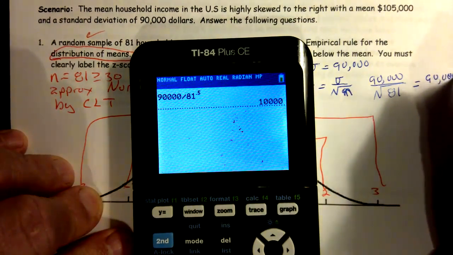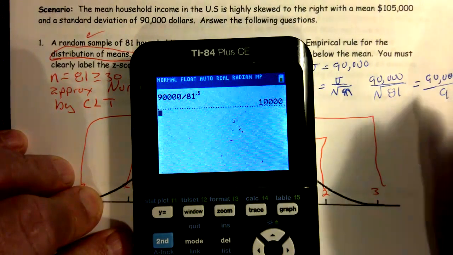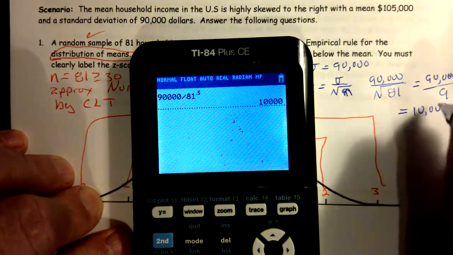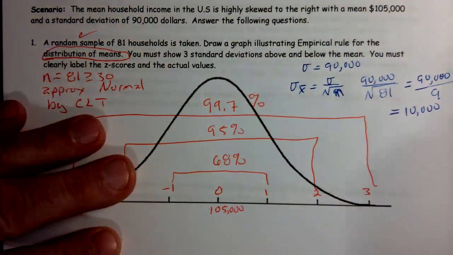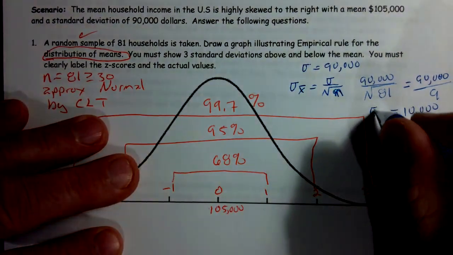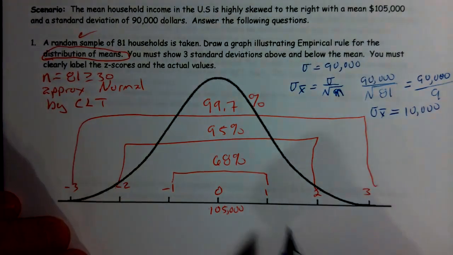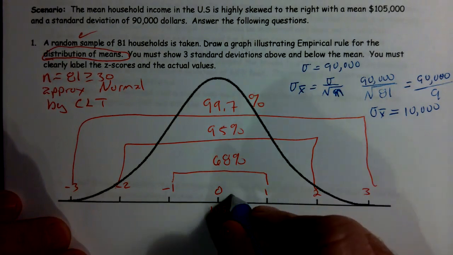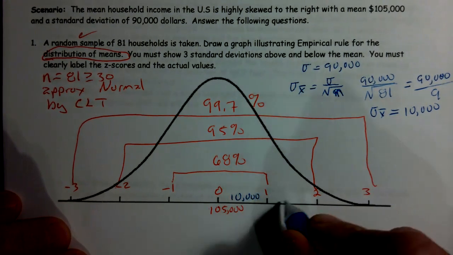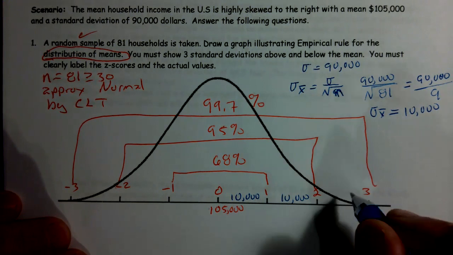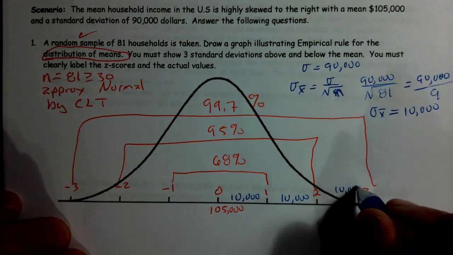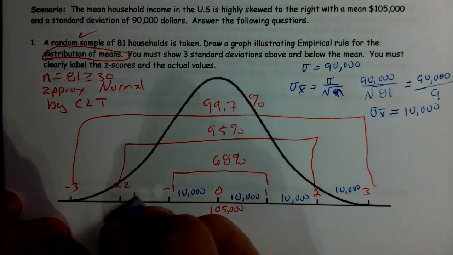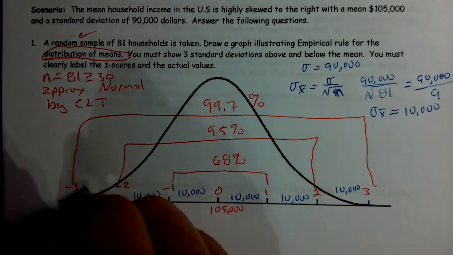because it's essentially 90,000 divided by 9, which equals 10,000. So the standard deviation of x bar is 10,000. So this means everywhere we have, this is 10,000, this is 10,000, and this is 10,000. This is 10,000, 10,000, and 10,000.